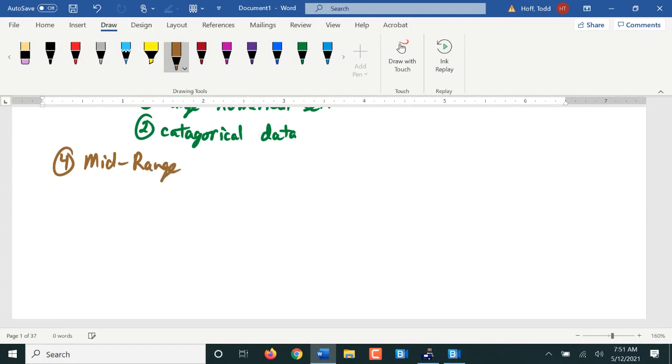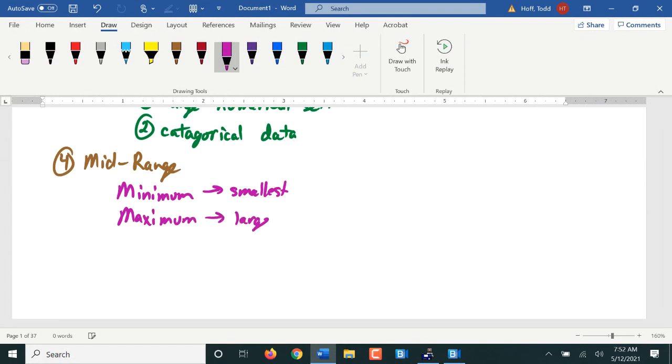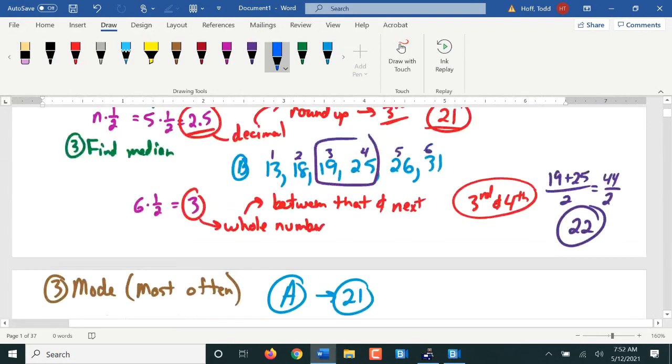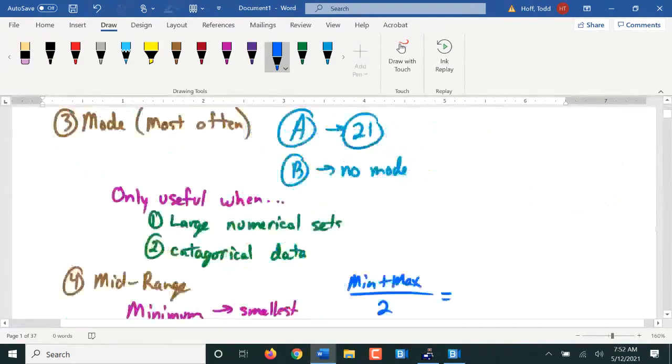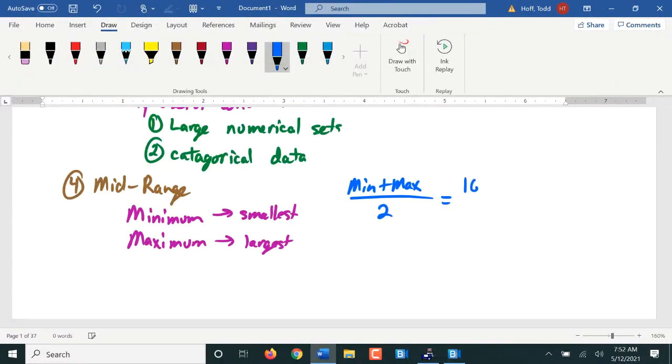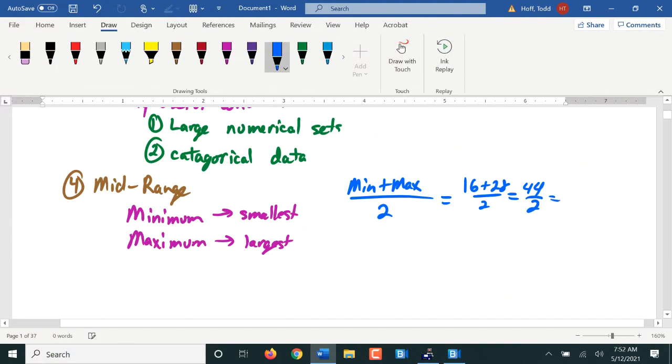The final measure of center that we're going to talk about is the mid-range. The mid-range requires us to define a minimum, the smallest number in the list, and a maximum, the largest number. The mid-range is the minimum plus the maximum divided by 2. So for set A, that's 16 plus 28 divided by 2. 16 plus 28 is 44, divided by 2 is 22.